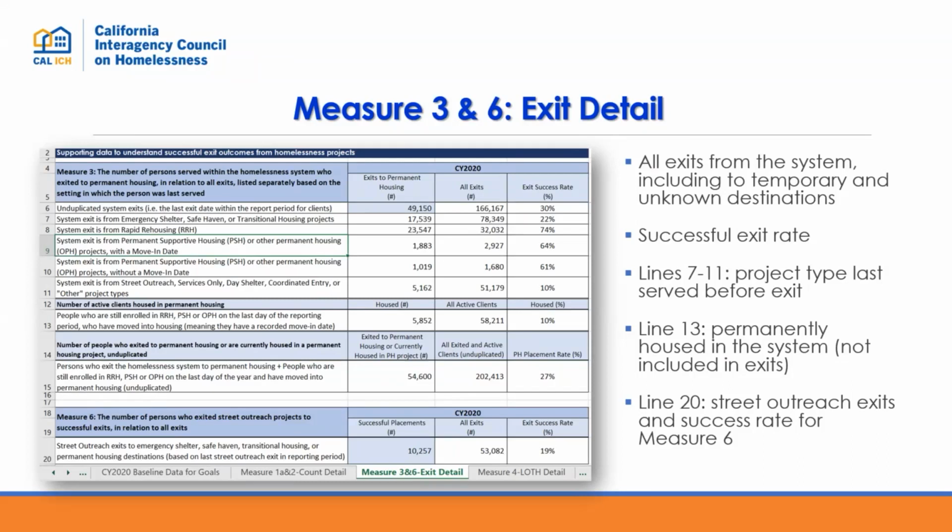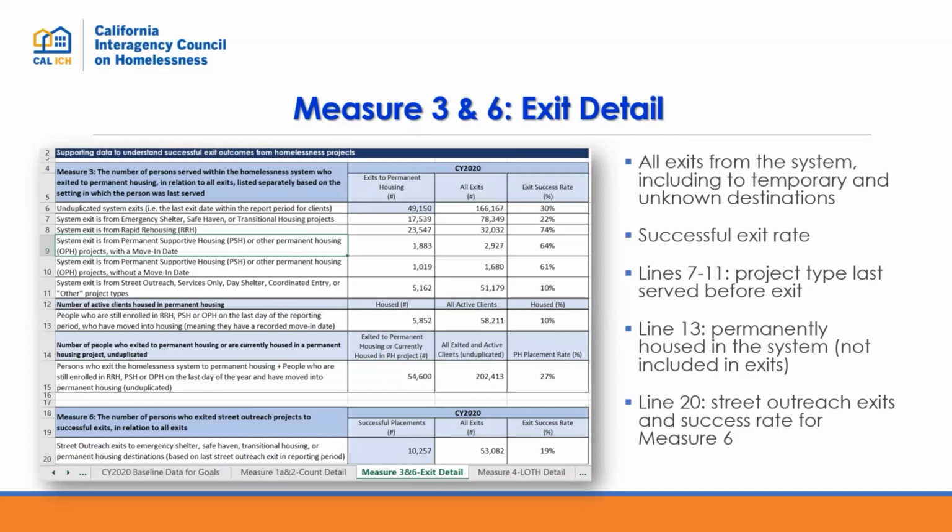This tab also includes additional information used for Measure 6, successful exits for street outreach. In addition to the number of successful exits reported in Measure 6, you can see the total number of exits from street outreach, including exits to unknown or other destinations not considered successful, and the success rate, which is the percentage of the total exits that were to successful destinations.